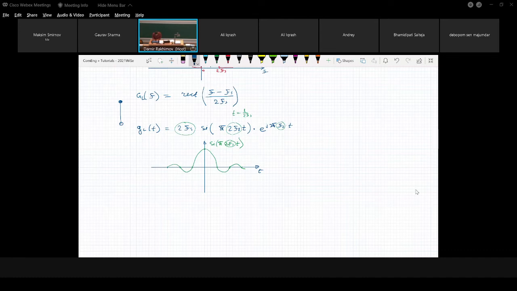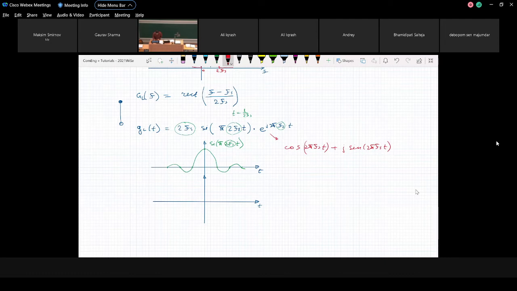Next, I'm going to show the exponential function. And the exponential function, of course, we can rewrite as cosine pi fs t plus j sine pi fs t. Okay, and the question, we can start with, but let's draw first, and then we come to the question. So let's start with maybe the cosine function.